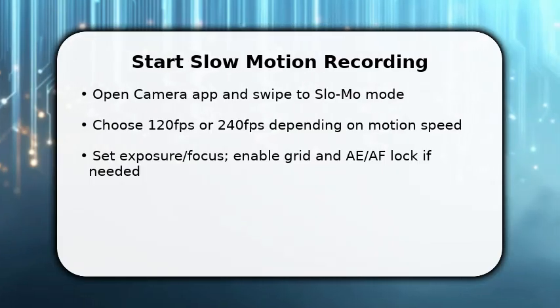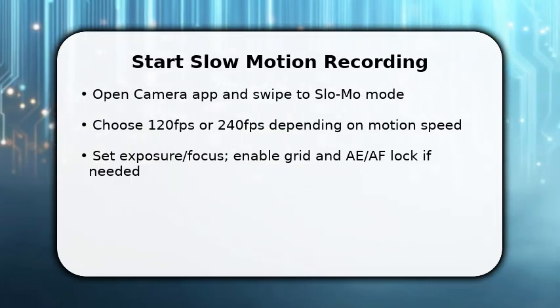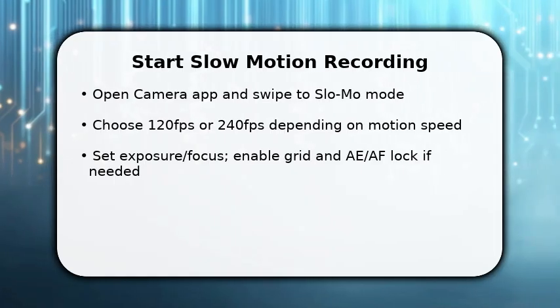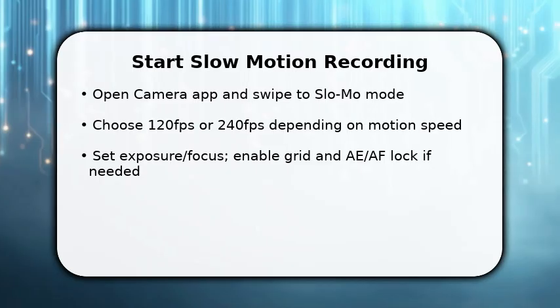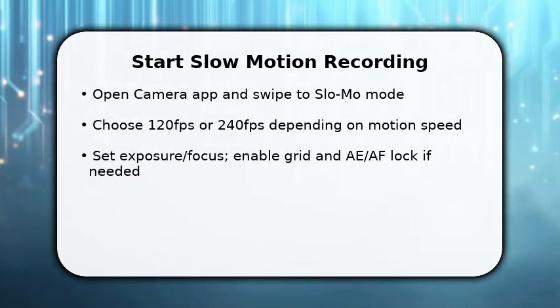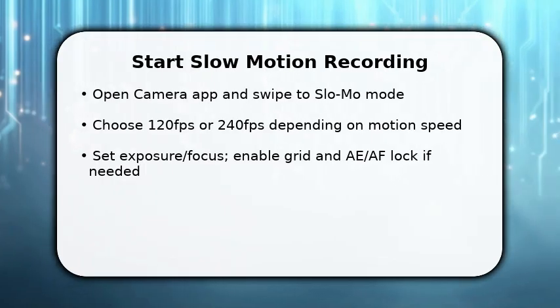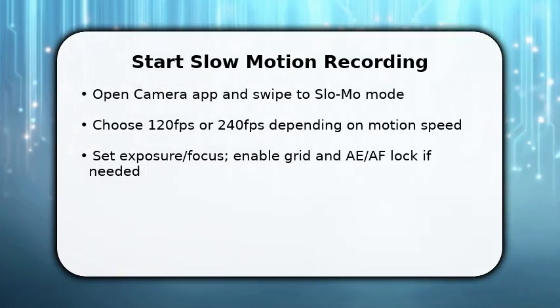You'll begin by launching the camera app and switching immediately to slow-mo. Choose 120 FPS for moderate motion or 240 FPS for very fast action. This controls temporal resolution. Tap the subject to set focus and slide to adjust exposure so highlights aren't blown out. Once done, enable AE/AF lock to keep focus steady.